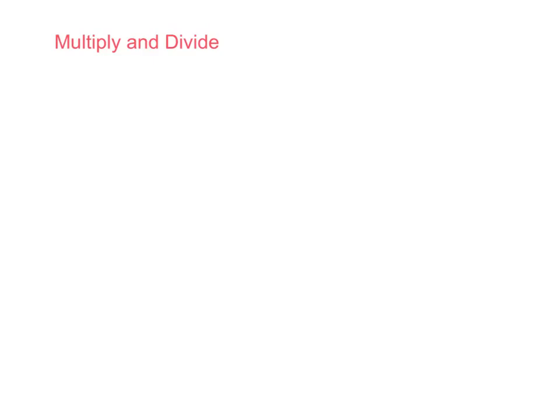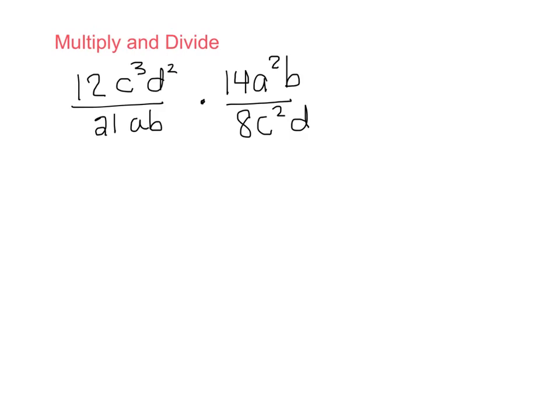So now we want to have more than one rational expression, and what can we do with them? We'll start with multiplying and dividing when you have more than one rational expression. We've talked about monomials before. Here's one you can try, pause it if you want.